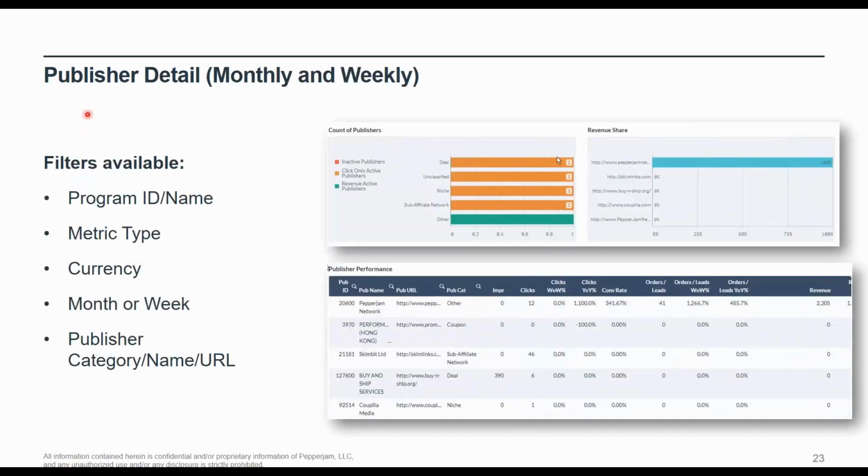Next, we have two tabs on publisher detail, one that gives you a month over month view and one that gives you a week over week view. The data in here is very similar, except one is meant for monthly reporting and the other one is week over week. So here's an example of what it looks like, and this is where you'd see the week over week percentage. If you're on the monthly tab, this says month over month percentage instead. All the same filters are available here.